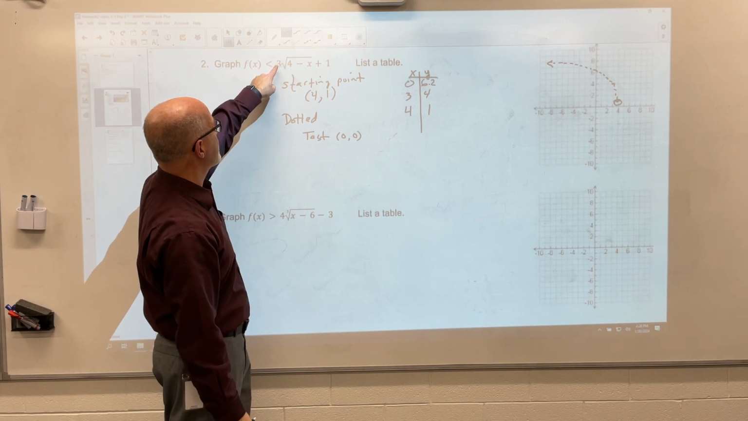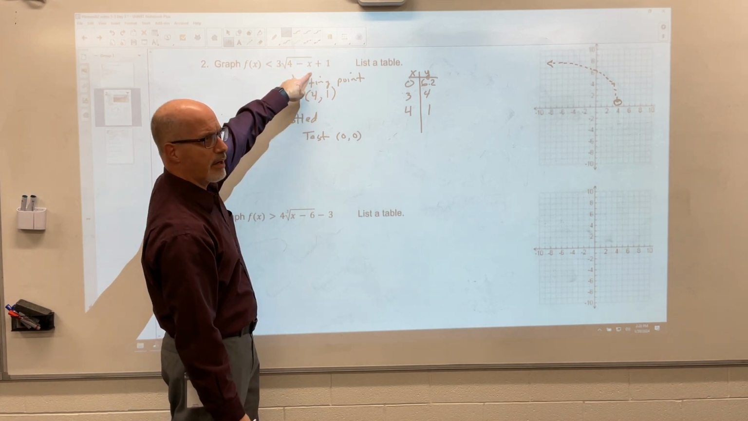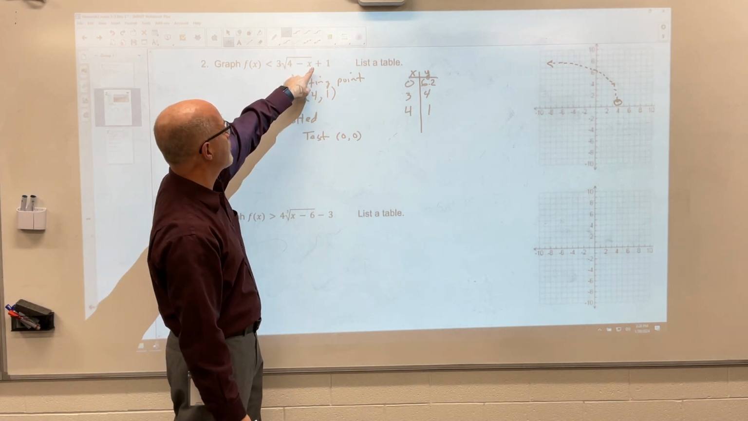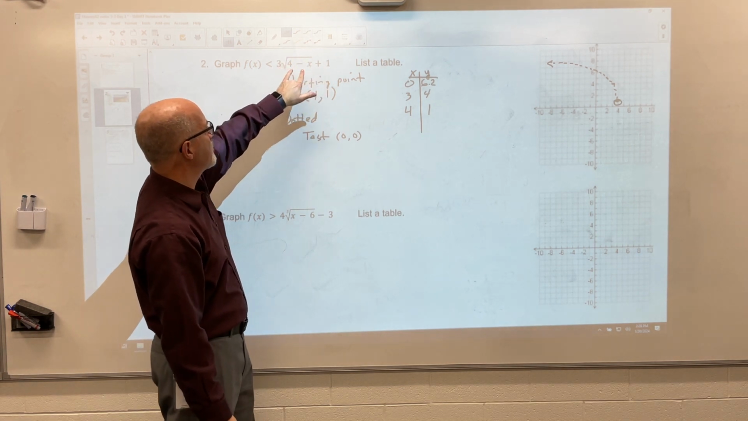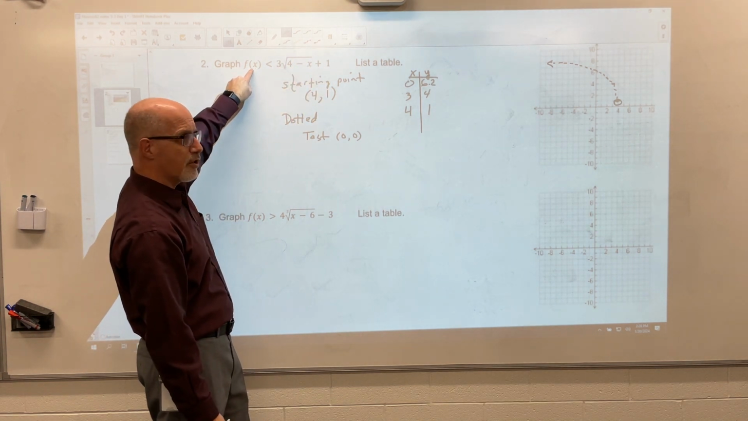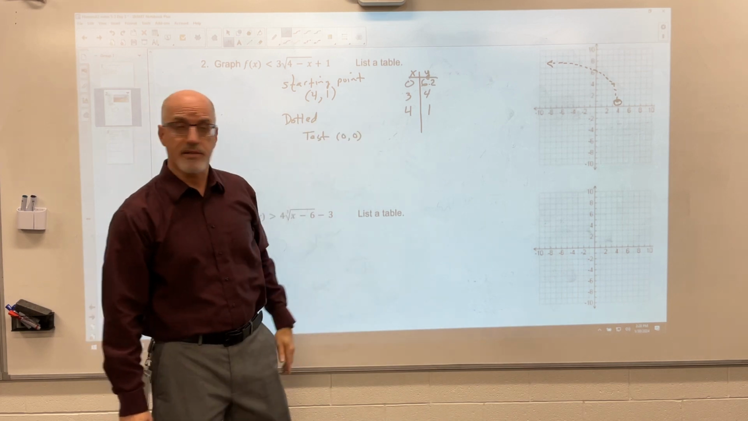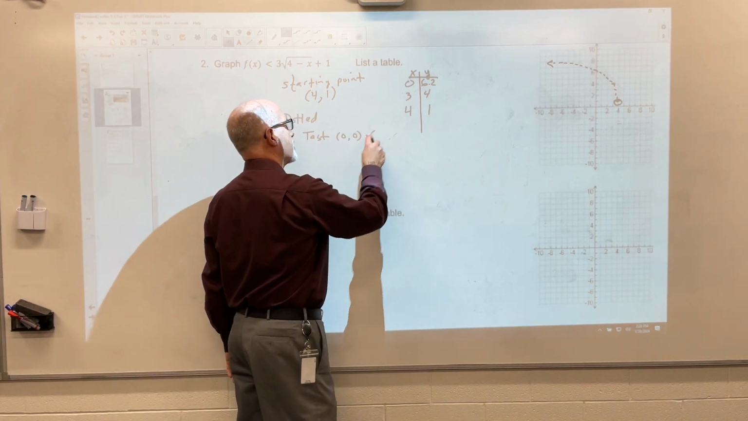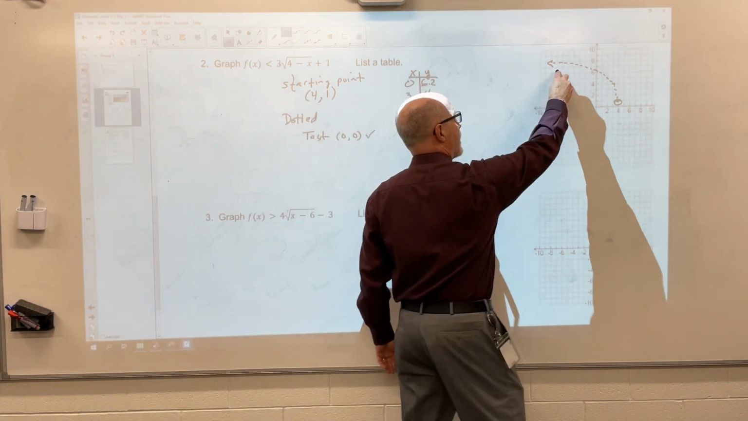So if you put in this, you get 3 times the square root of 4 minus 0. So it's 3 times 2 plus 1. Is 0 less than that? The answer is yes. So this works. So I'm going to shade below it.